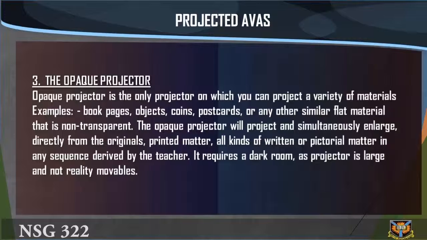Opaque projector is the only projector on which you can project a variety of materials. Example, book pages, objects, coins, postcards, or any other similar flat material that is not transparent. The opaque projector will project and simultaneously enlarge directly from the originals. Printed matter, all kinds of written or pictorial matter in any sequence desired by the teacher. It requires a dark room as the projector is large and not readily movable.